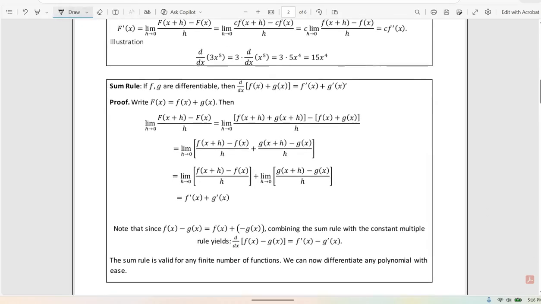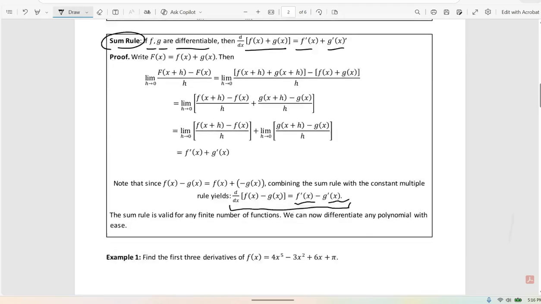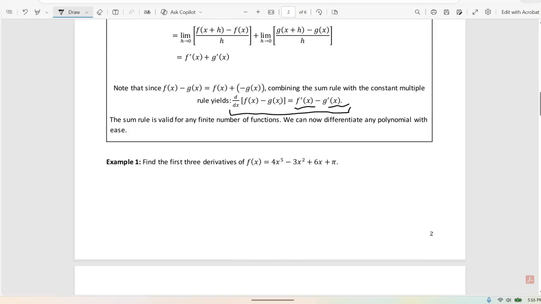Next we have, if we have two functions f and g, both differentiable, and you want to find the derivative of their sum, you just separately differentiate each of them. And the same is true for the difference. If we have two functions, both differentiable, you can just separately differentiate each of them and put a negative in front, right? So these formulas are really interesting and easy to use.